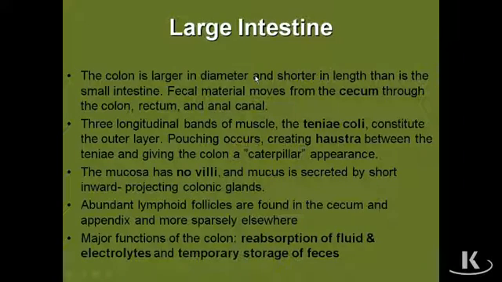longitudinal bands of smooth muscle are each known as a taenia coli. And the large intestine is kind of folded up somewhat, creating pouching, and the pouches are known as the haustrations that basically are overlain by the taenia, giving the colon what we refer to histologically as a caterpillar appearance.